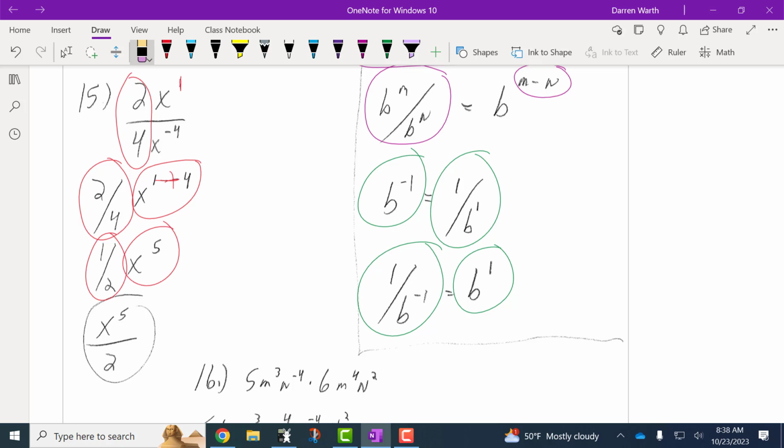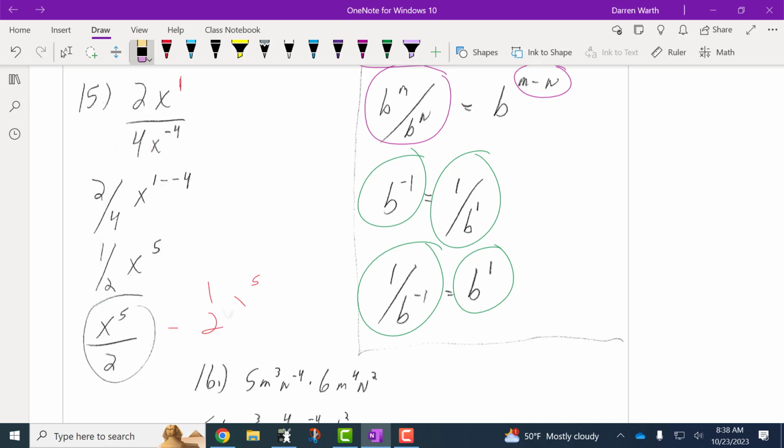So now when I look at my answer right here, I can take that x to the 5th times 1/2, and I get x to the 5th all over 2. You can also leave it as 1/2 x to the 5th. That would also be a correct answer. So you could write it like this, x to the 5th all over 2, or you could write it like this, 1/2 x to the 5th.